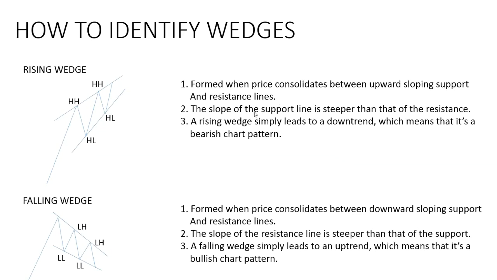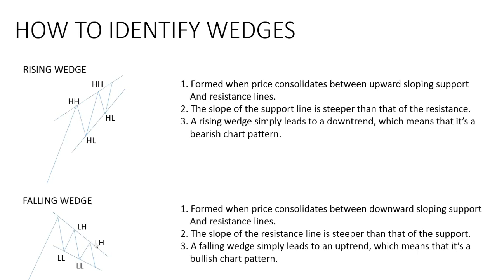The slope of the support line is steeper than that of the resistance. You can see this one here, they're both pointing to the upside, but the support is steeper compared to the resistance line. That's the best way to understand it. A rising wedge simply leads to a downtrend, which means it's a bearish chart pattern. Whether you find it in an uptrend or a downtrend, it simply leads to the downside.